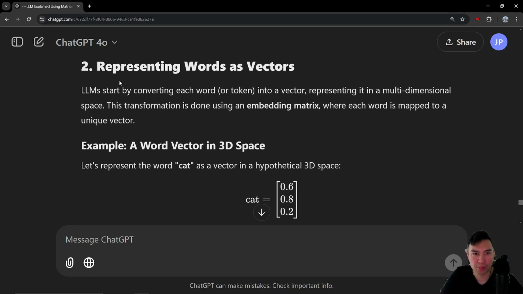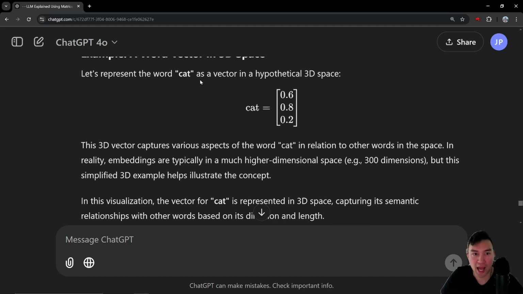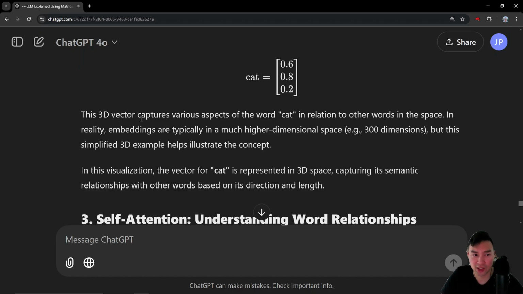So, representing words as vectors: LLMs start by converting each word into a vector, representing it in a multidimensional space. This transformation is done using an embedding matrix where each word is mapped to a unique vector. So for example, cat as a vector in a hypothetical 3D space would have x, y, z, let's say, of 0.6, 0.8, and 0.2. This 3D vector captures various aspects of the word cat in relation to other words in the space.